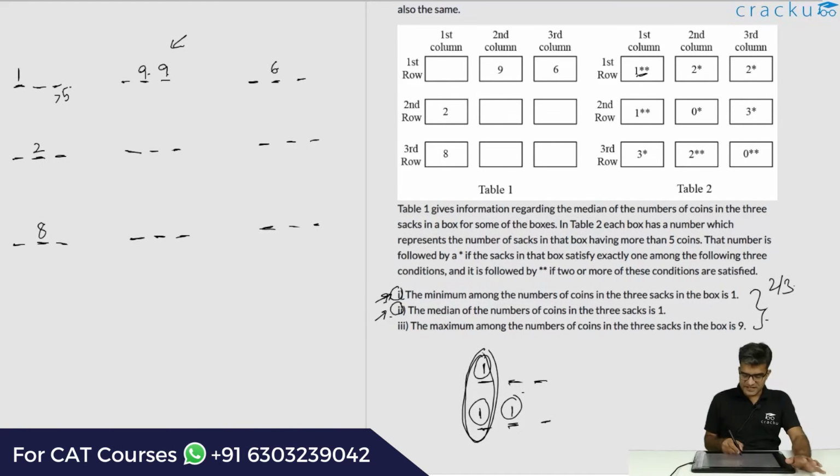So therefore, as at least one of 1 and 2 is true, this would imply that the smallest number in the first row, first column has to be 1. We can probably infer more, but let us first look at all the information. If you look at all the information, we can solve it faster.